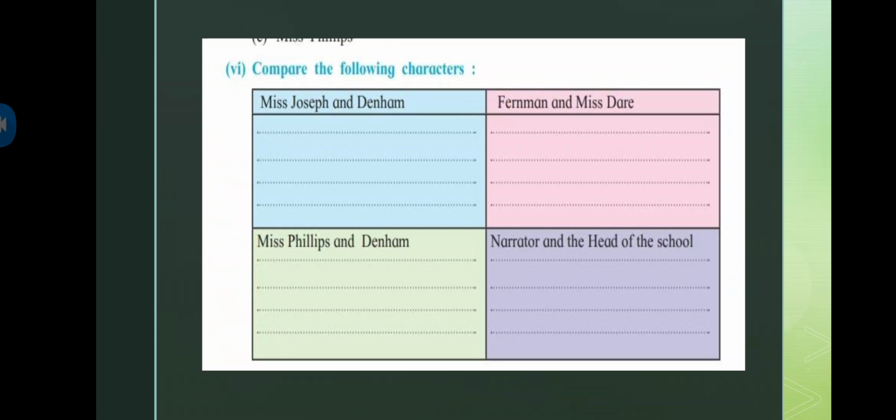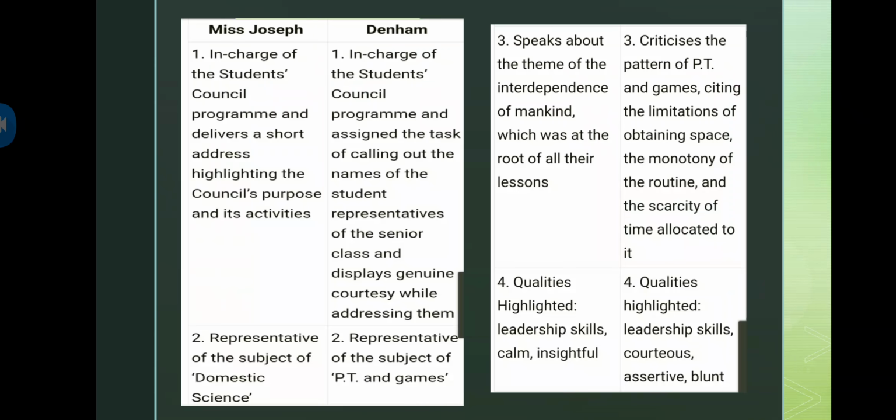Compare the following characters. So basically there are four activities. There are four questions that we have to do. Two different characters will be there, and we have to compare them. So we'll start with Miss Joseph and Denham.